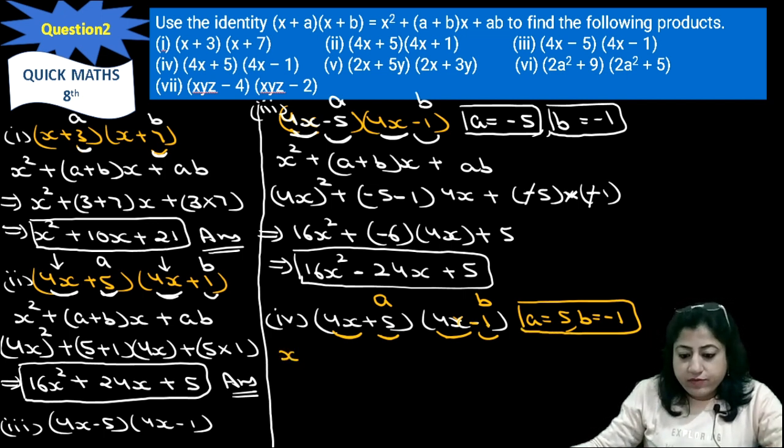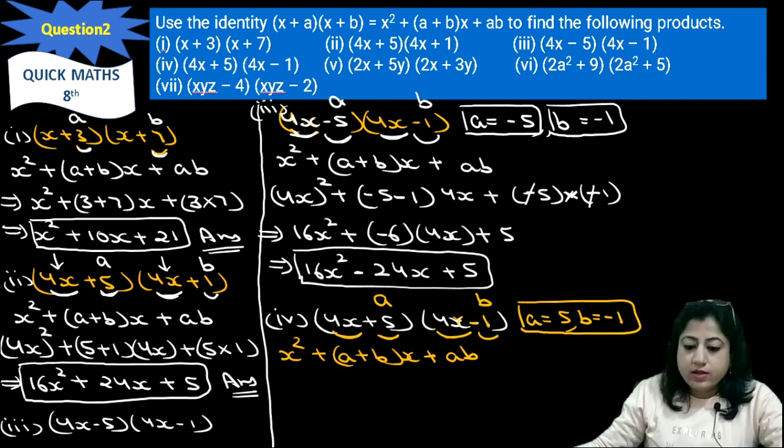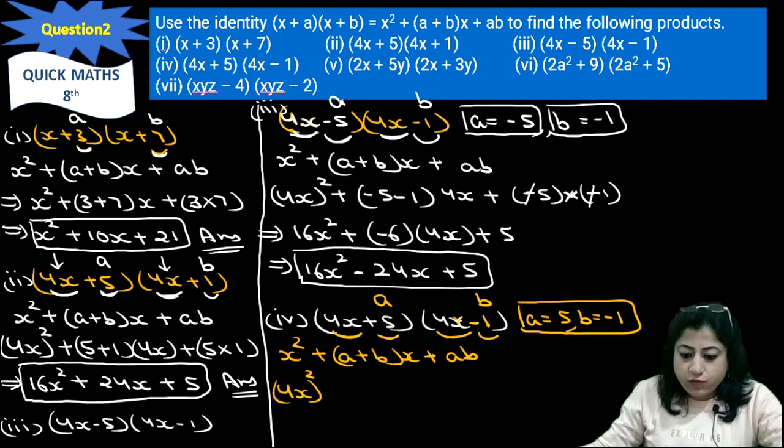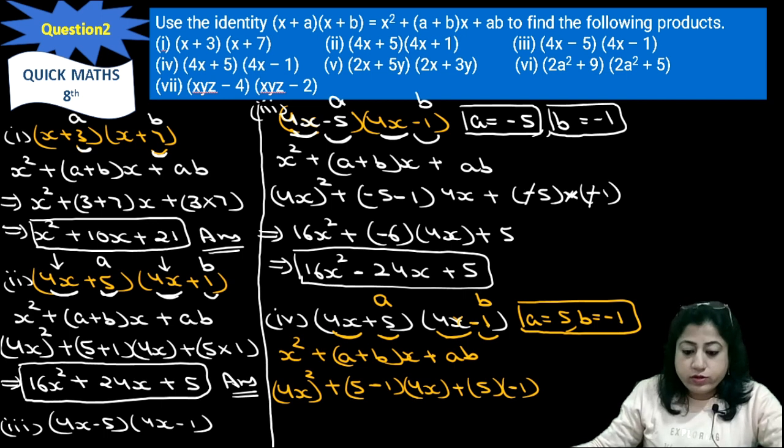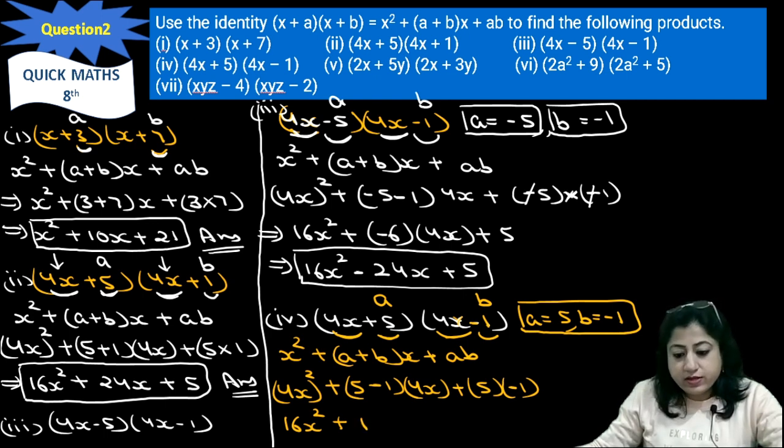So similarly, the answer will be x square, sum of a and b, and product of a and b. So instead of x, we will write 4x in place of x. So 4x square plus value of a is 5, but value of b is minus 1, and value of x is 4x, plus a value is 5 and b value is minus 1. Now 4x whole square, it will be 16x square plus 5 minus 1 is 4. 4 multiply 4, it is 16x.